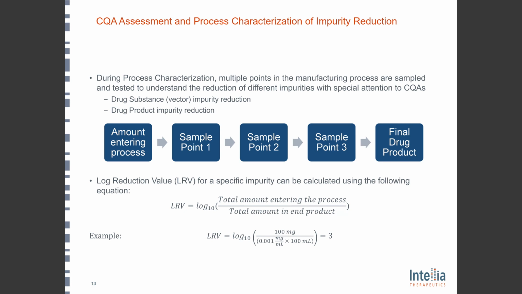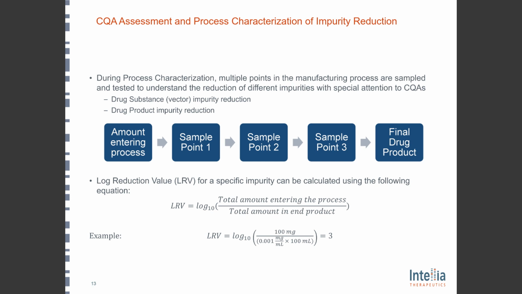Moving on, we'll talk a little bit about process characterization of impurity reduction. During process characterization, it's really important to test multiple points in your manufacturing process to understand the reduction of different impurities, with special attention to your CQAs, but especially your PCQAs too, because you're really trying to understand and learn how they affect your product. But even your non-CQAs, you're going to want to do a decent amount of characterization just to understand the levels that they are at within your process.